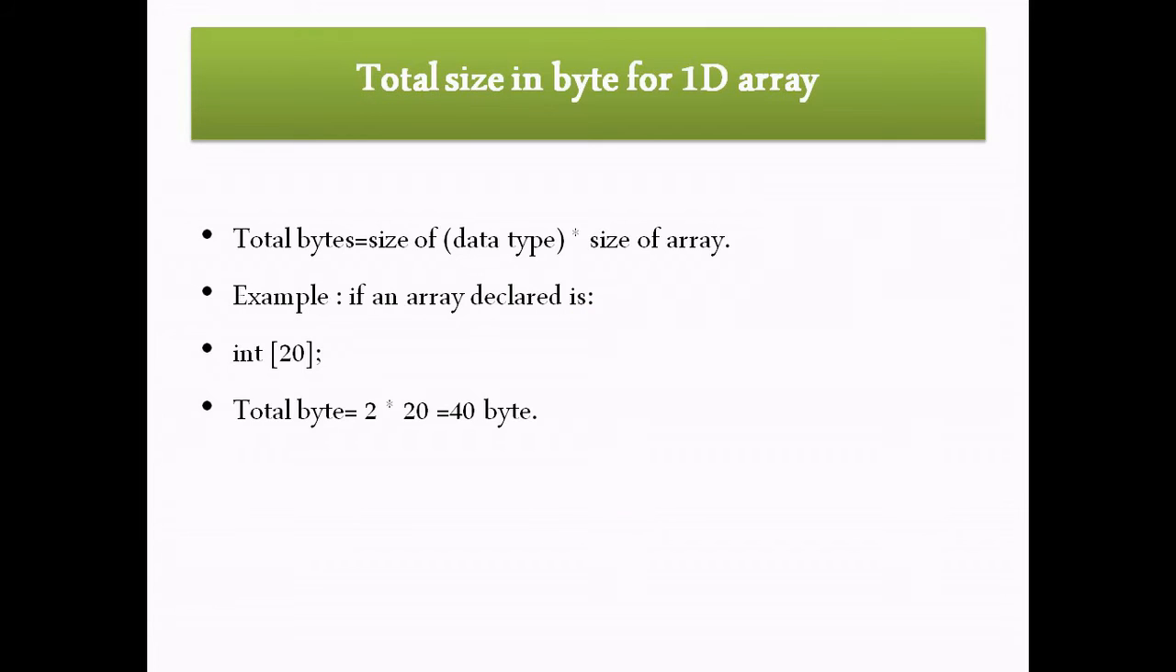The total size in bytes for a one dimensional array is: total bytes equals size of data type times size of array. For example, if the array declared is int 20, then total bytes equals 2 times 20, equal to 40 bytes. This is an example. Here we can see how an array can be implemented in a C program.